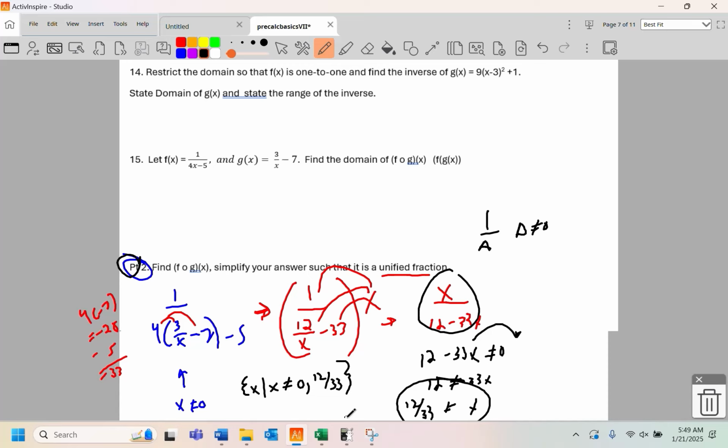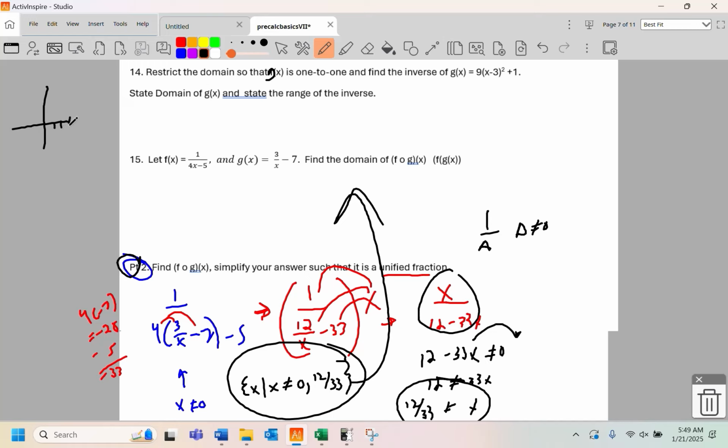All right, moving on to 15. And by the way, we've also done both parts now. All right, 14, restrict the domain so that f of x is 1 to 1 and find the inverse of g of x equals, I guess this should be written g of x. So g of x is 1 to 1. If you think about a quick graph of that thing, it goes right 3 and up 1. And it looks like that. We're just going to throw this away. X is greater than or equal to 3. We're talking about my domain. I am bracket 3 to infinity.